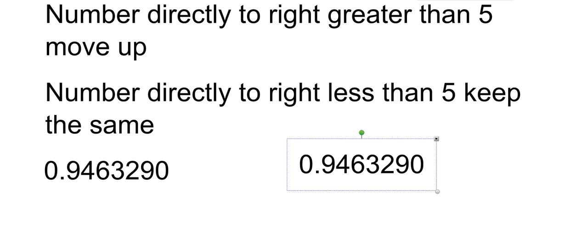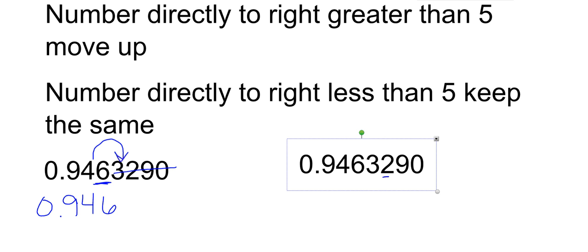Right, so this is for rounding. If the number directly to the right is 5 or greater, you're going to move the number up. If the number directly to the right is less than 5, you're going to keep it the same. So in this case, I have 0.9463290. This is the number I want to round to. So I'm going to look directly to the right. It's a 3. It's less than 5, so it's going to stay the same. So my rounded answer is 9.946. You get rid of everything else to the right.